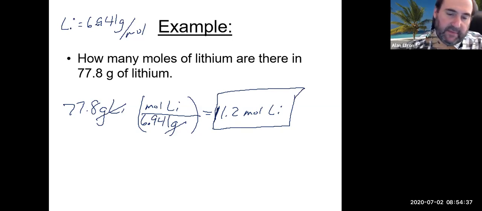Again, same deal, three significant figures on that first number, and we end up with 11.2, which is three significant figures in our answer. Any questions on that particular one?